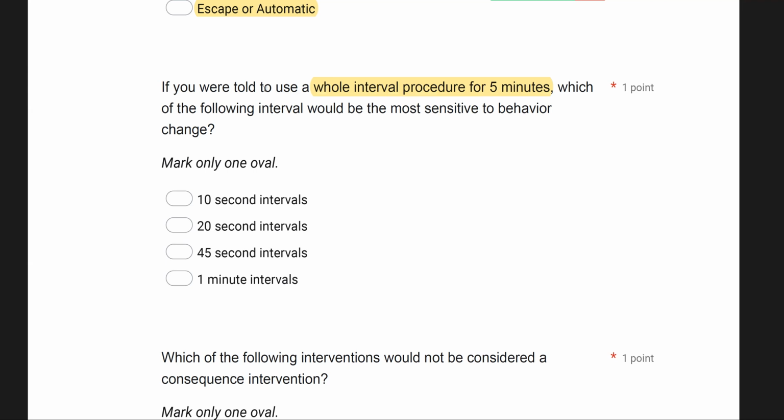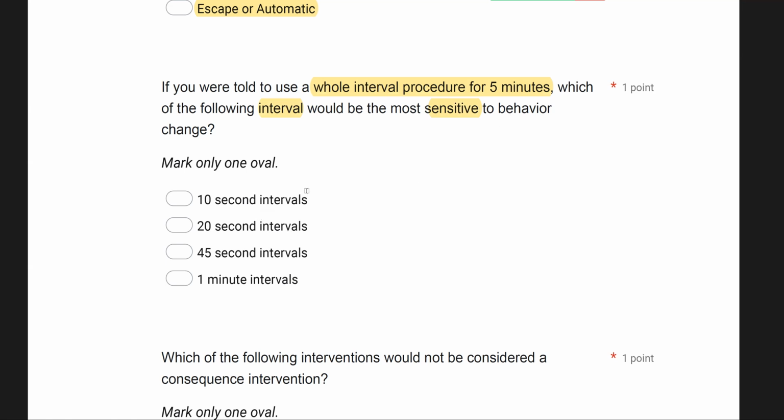If we're looking at an interval that's going to be most sensitive to behavior change, what does that mean? Well, it means what interval is going to register and pick up the most behavior consistently. If you have a 1 minute interval and that behavior has to happen that whole entire minute, well, one, you're only going to have 5 intervals, and two, that behavior has to happen a long time. That behavior might happen for 45 seconds and you're never going to get a data point. It's not very sensitive to behavior change.